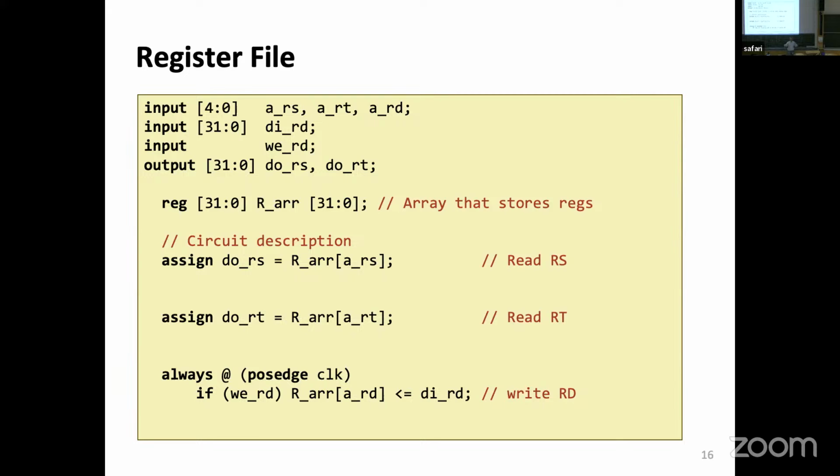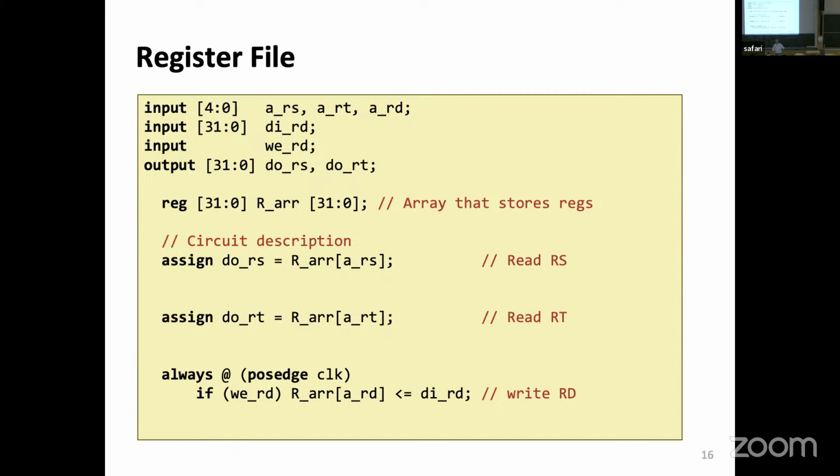Okay? The only thing that is not combinational, this part, is what happens when I want to write into the array. And I only write into the array if there is this write enable. If the write enable is used, I write whatever the input is into the location of the array given by the 3rd address. So this one writes the RD, these 2 read the RS. That's it.